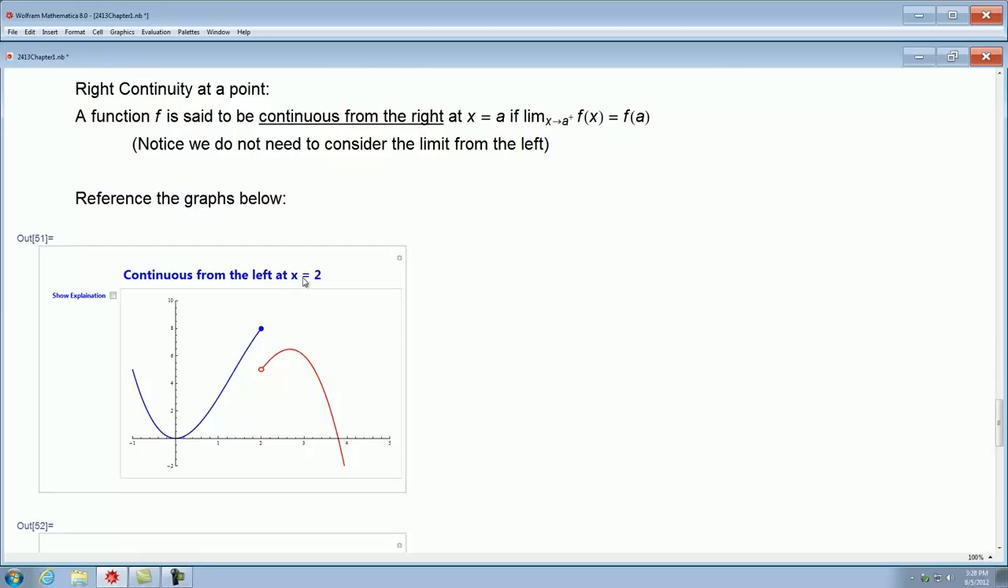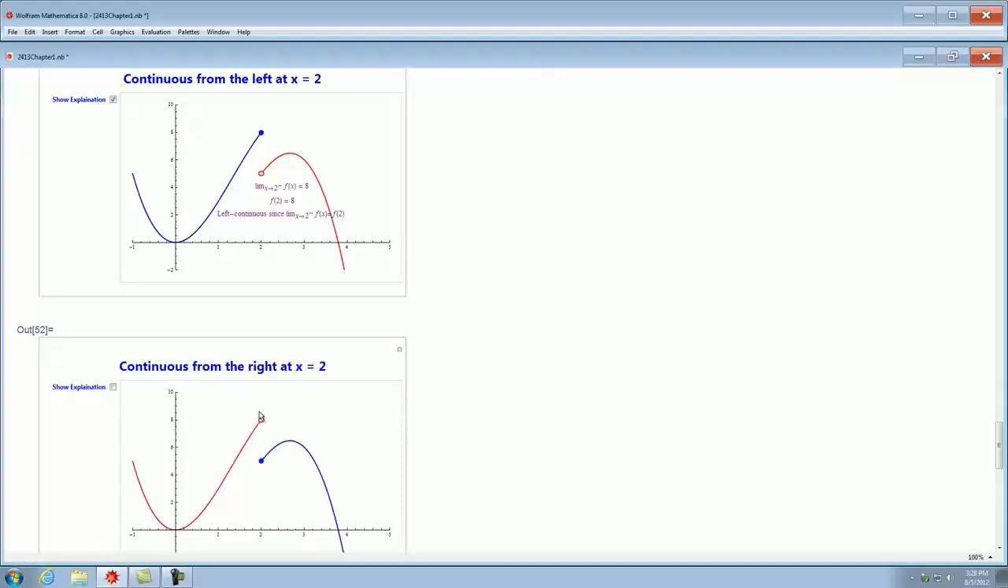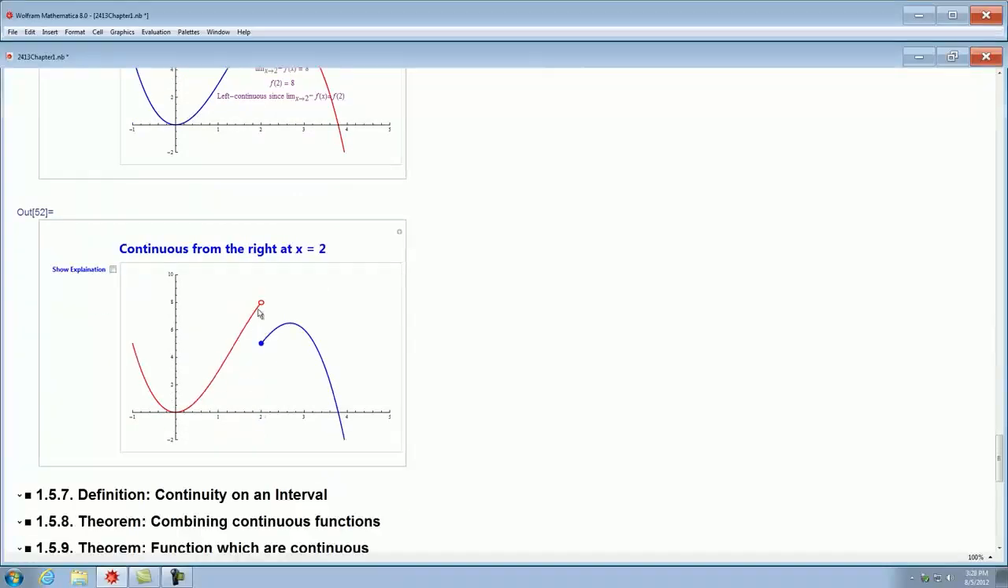At 2 here, this function is continuous from the left, because as I come in from the left, the limit exists. I'm approaching 8 from the left. And that's also equal to the function's value there, because there's a solid dot. That's going to be 8. So the limit from the left is 8, the function's value at 2 is 8, and since they're equal, it is left continuous there. Here, if I change the graph a little bit and make that point be down here instead, then this would be right continuous at 2.